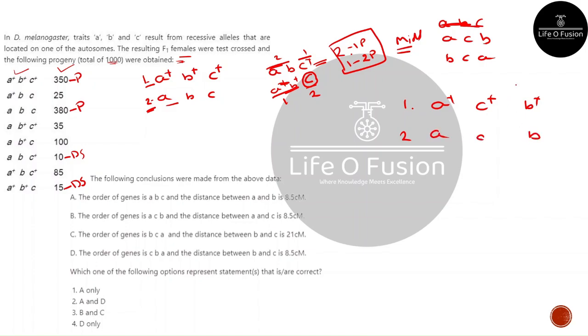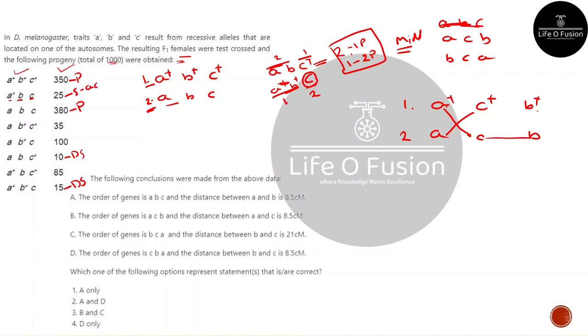Now the next step is we have to find the single crossover products. First we'll see if there is a single crossover between A and C. What will be the product? A plus, then C, then B. See here, A plus, C, and B. So this is the single crossover between A and C.